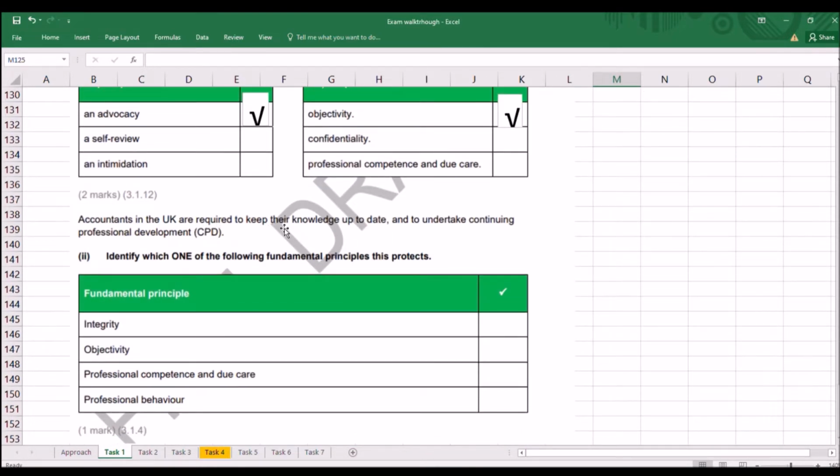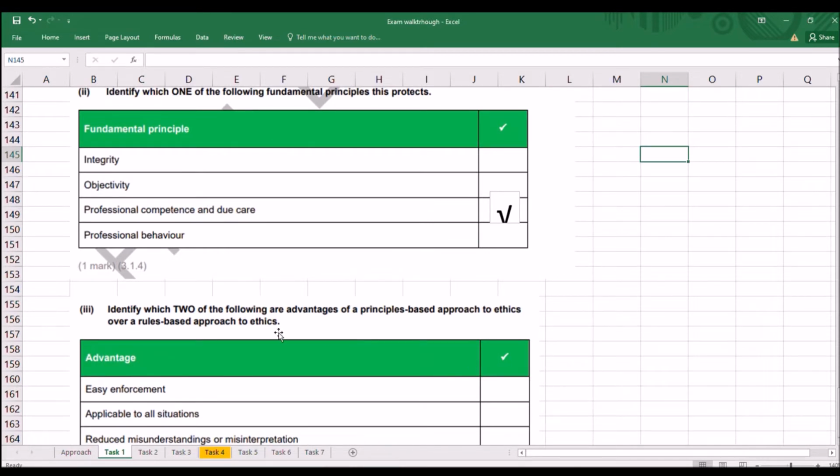Right, accountants in the UK are required to keep their knowledge up to date, so continuing professional development, to be competent, to undertake our provision with competency and due care. Which of the following protects competency and due care? Integrity, no. Well, it does maintain it a little bit, in that we can maintain our integrity because we're good at our job. Objectivity, well, we know what we're supposed to be doing, which makes us objective. But it is professional competence and due care that is the main one. Professional behaviour, well, that one protects all of them to a certain extent, but it says this one mainly.